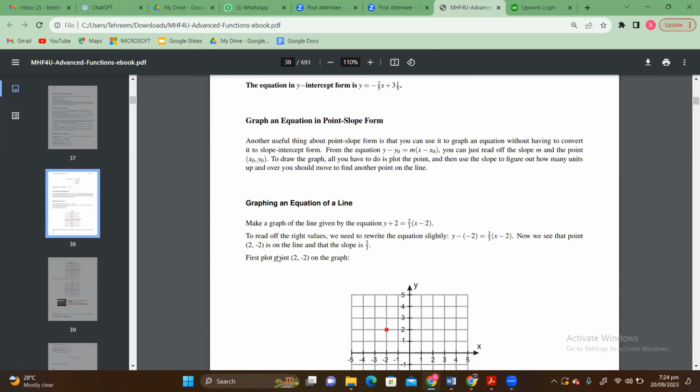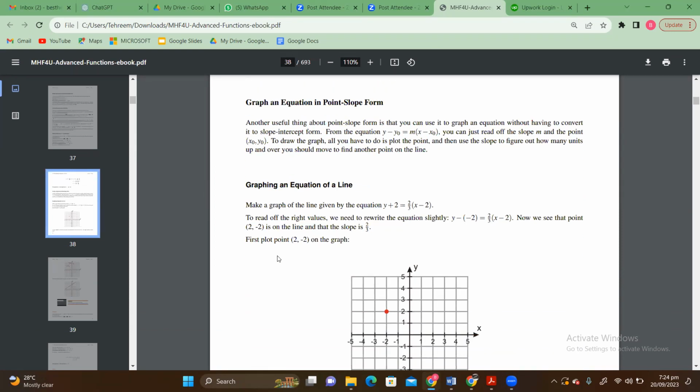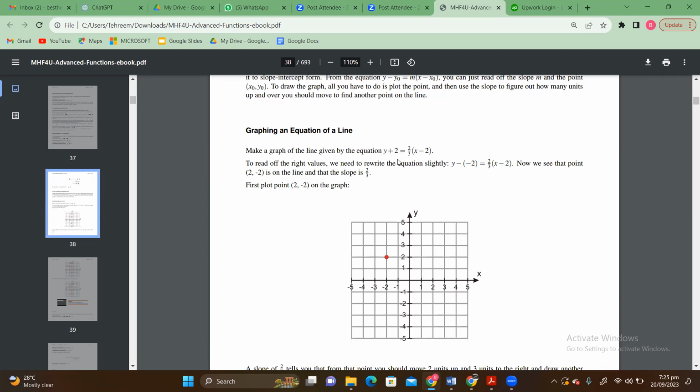Okay, this one. Graph an equation in point slope form. Another useful thing about the point slope form is that you can use it to graph an equation without having to convert it into the slope intercept form. For the equation y minus y naught is equal to m times (x minus x naught), you can just read off the slope m and the point (x naught, y naught) to draw the graph. All you have to do is plot the point and then use the slope to find out how many units up or over you need to go. Okay, let's do this with an example.